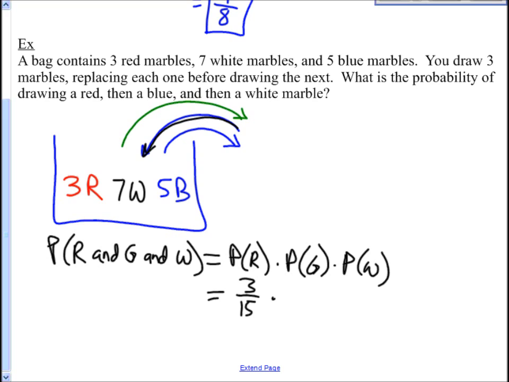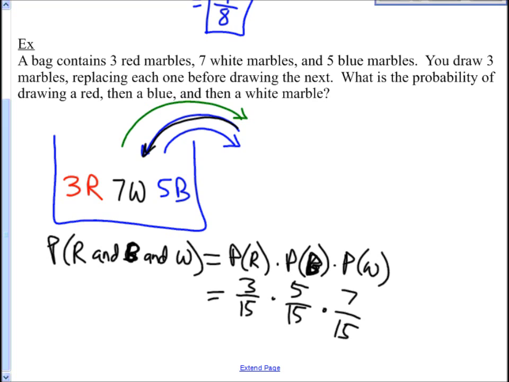So for the second pull, I have how many? Wait, what am I doing, writing green here? It was blue. Whoops, sorry. That's supposed to be blue right there. All right, probability that you pull a blue: there's 5 blues in there out of 15. And then finally, probability that you pull a white, 7 out of 15.